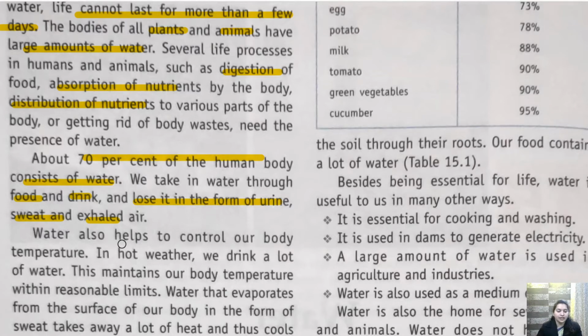Same thing is written here, that water also helps to control our body temperature. In hot weather, we drink a lot of water. This maintains our body temperature within reasonable limit. वो अपने बॉडी को एक ऑप्टिमम टेम्परेचर पे रखेगा गर्मी के टाइम जब हम पानी ज्यादा पीते हैं। Water that evaporates from the surface of the body in the form of sweat takes away a lot of heat and thus cools the body. जब पसीना होता है, हमको पसीना क्यों होता है?